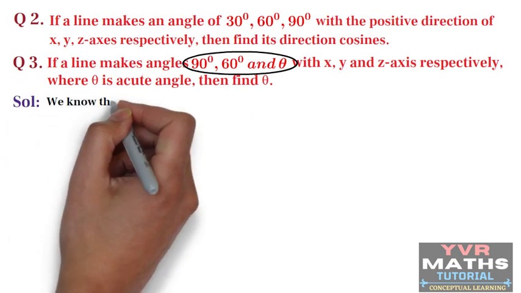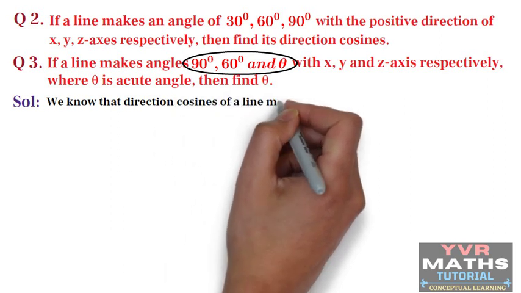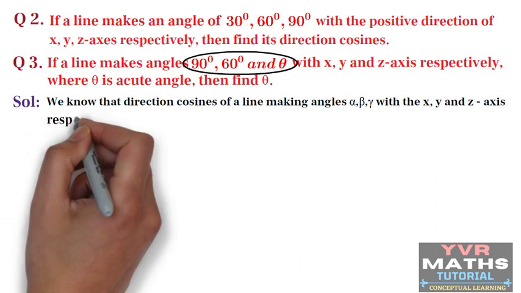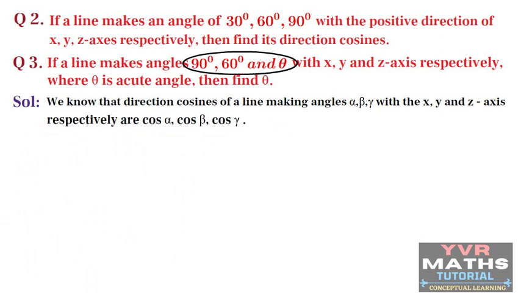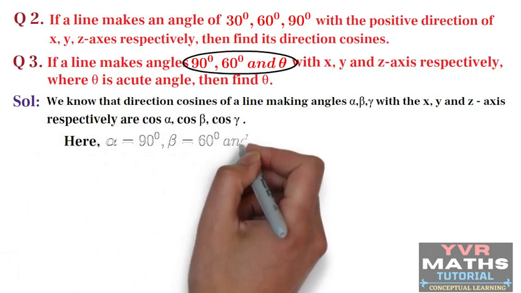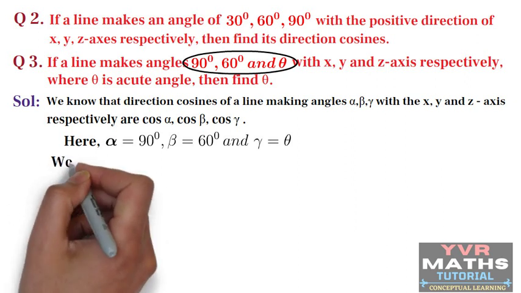We know that direction cosines of a line making angles alpha, beta, gamma to the x, y and z axis respectively are cos alpha, cos beta, cos gamma. So according to the given question, alpha is equal to 90 degrees, beta is equal to 60 degrees and gamma is equal to theta.